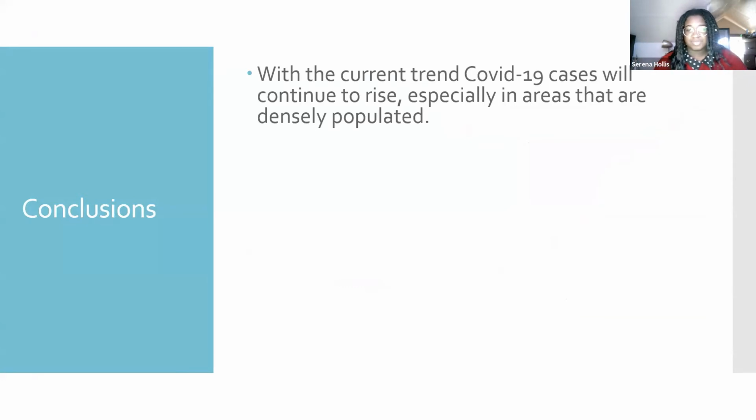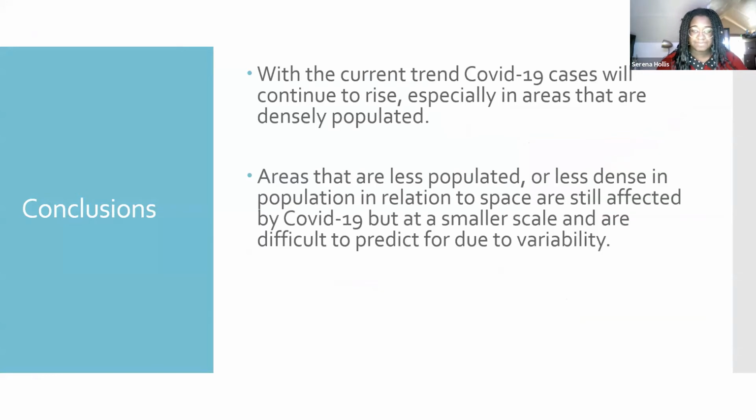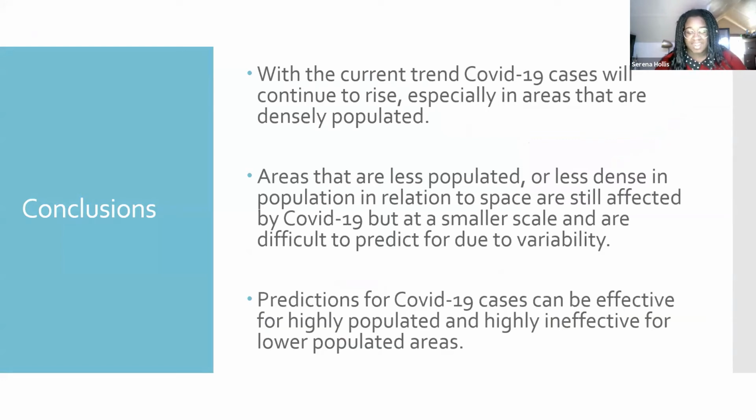So as a conclusion, with the current trend of COVID-19 cases, obviously they're going to be rising with the upcoming fall, especially in areas that are so highly populated. Areas that aren't as populated or are less dense in people are still going to be affected, but not at the same rate as these higher density areas. And for the model, it's hard to predict for these areas due to their variability within each county. I think my prediction model is probably more effective for these highly populated areas than for the lower populated areas.